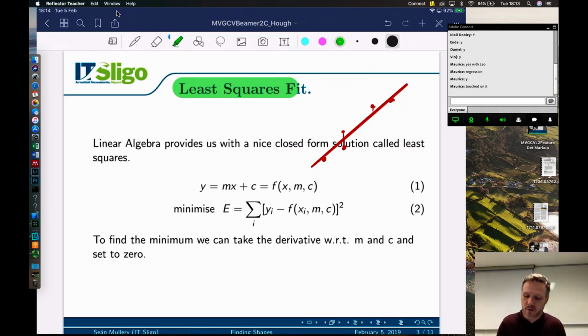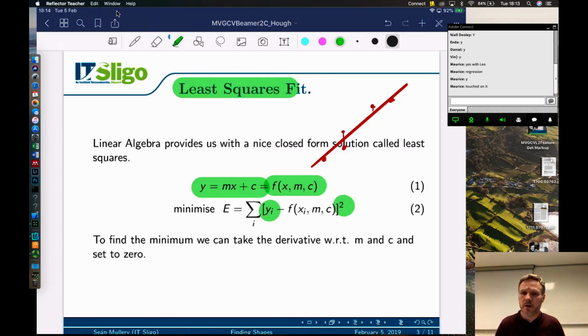So we have a formula for the line, which is just your y equals mx plus c, and we can call that a function of x and m and c. In other words, we put in a different value of x, we put in different values of m and c, and we try and figure out which one of them gives us the value that's closest to all the different y's that we have. And what we do is we get the square of that.